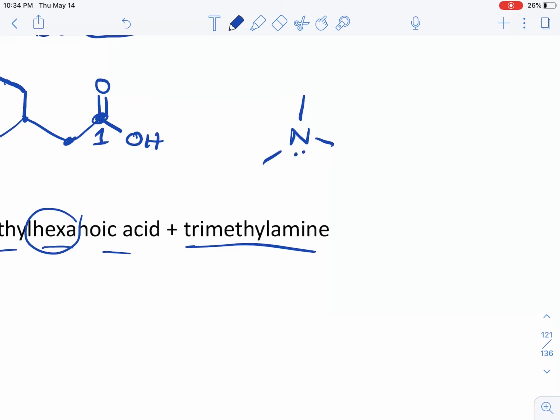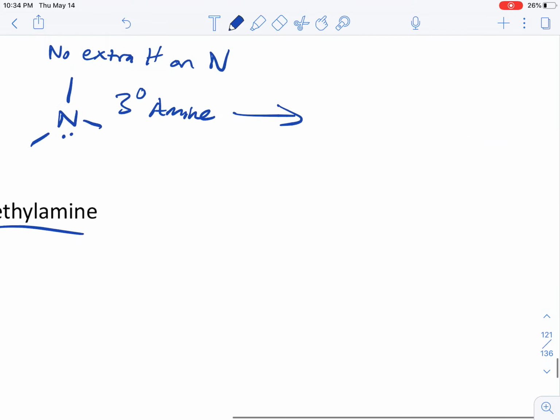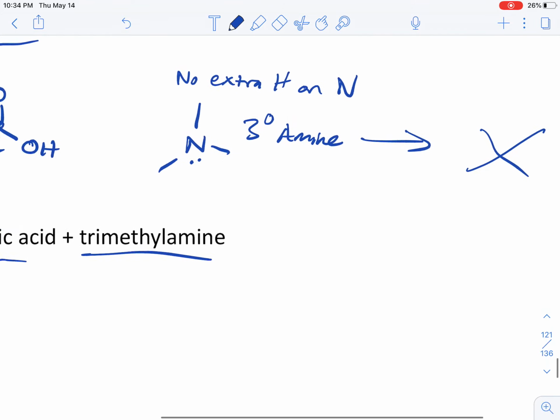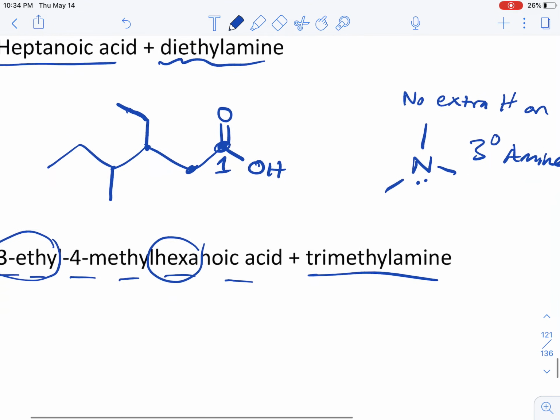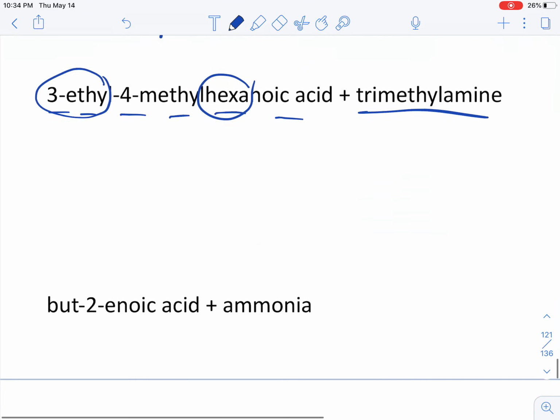So remember that there's a lone pair on that nitrogen. If you count the number of electrons surrounding nitrogen, 1, 2, 3, 4, 5, 6, 7, 8, so it has the full octet. In other words, there are no extra hydrogens on the nitrogen. And so this is a tertiary amine, meaning that no reaction will occur. It needs to have that hydrogen so it can undergo a dehydration reaction.